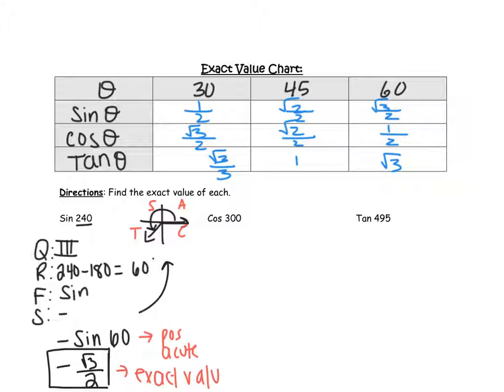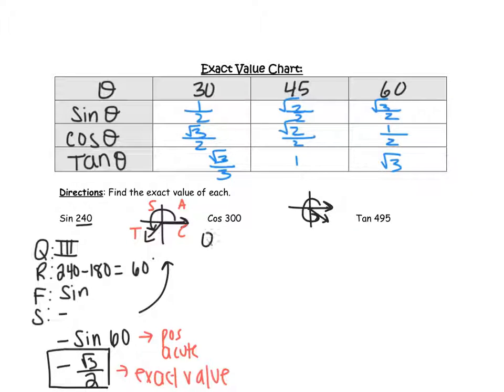I can't ask you to find an exact value unless the angle, again, comes out to 30, 45, or 60. So this is really just one step further from the other day, from positive acute. So now we're going to find an exact value. All right, so let's do cosine of 300. Let's draw a picture.